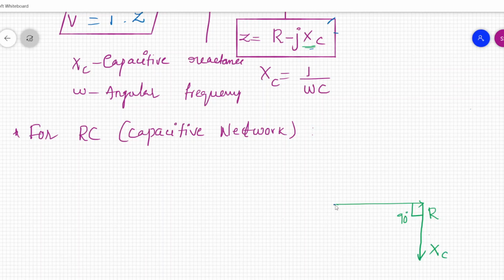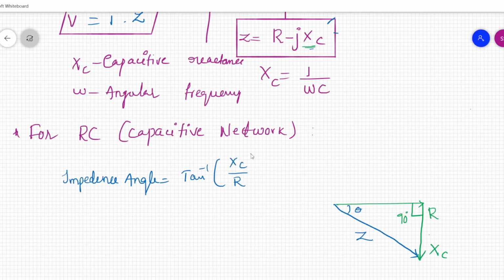So now we have to add these two vectors to get our impedance, right? So this is our impedance. Now we need to find this theta, that is the impedance angle. It is given by impedance angle equal to tan inverse of XC by R. Okay, so this is the impedance angle.